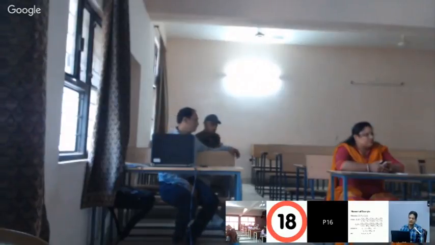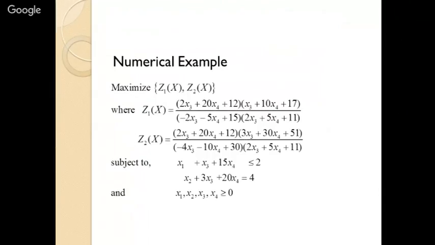So this is the numerical example of a multi-objective quadratic fractional program. You can see these are the constants, and here if you multiply them, we will have a quadratic function. If you multiply x3 with 2x3, we will have 2x3 squared and 20 x3 x4. So we will have a quadratic function in the numerator as well as in the denominator, and we have a set of constants.